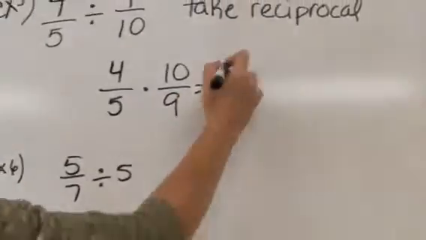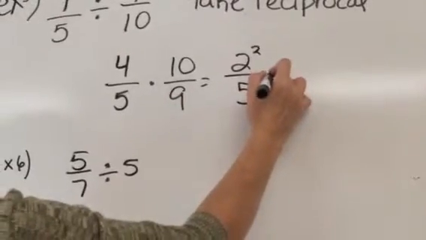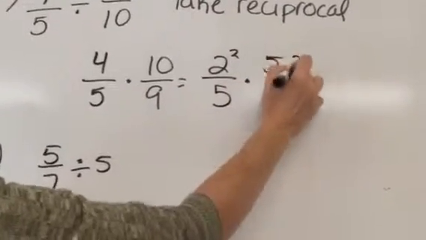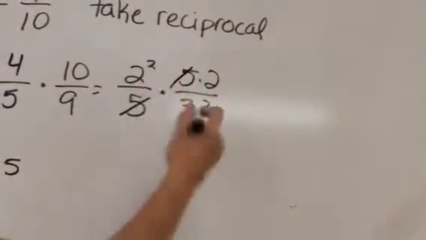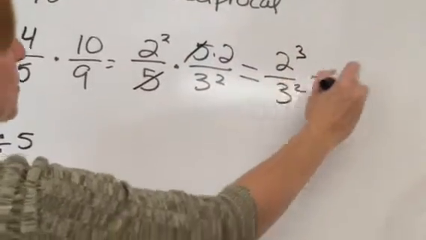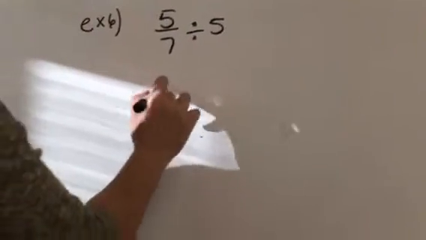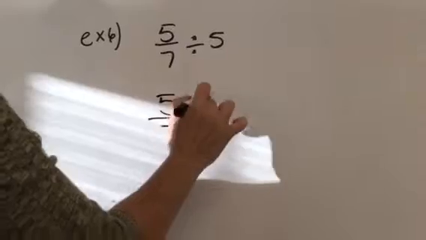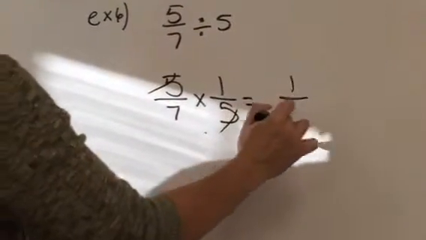Okay, so let's break that down into prime factorization. 2 squared over 5 times 2 over 3 squared. The only thing I can see that I can cancel is the 5s, so then I get 2 to the 3rd over 3 squared, which is 8/9. Okay, here's a 5. What's the reciprocal of 5? It's just 1/5. So 5/7, take the reciprocal, times 1/5. This is already broken into primes. My answer there is 1/7.